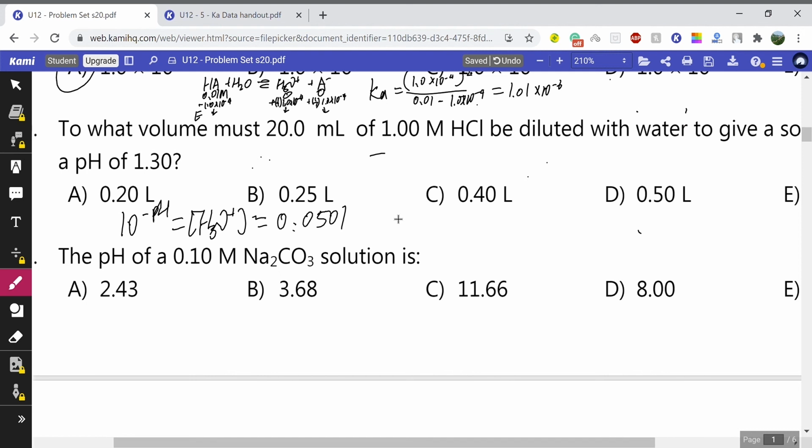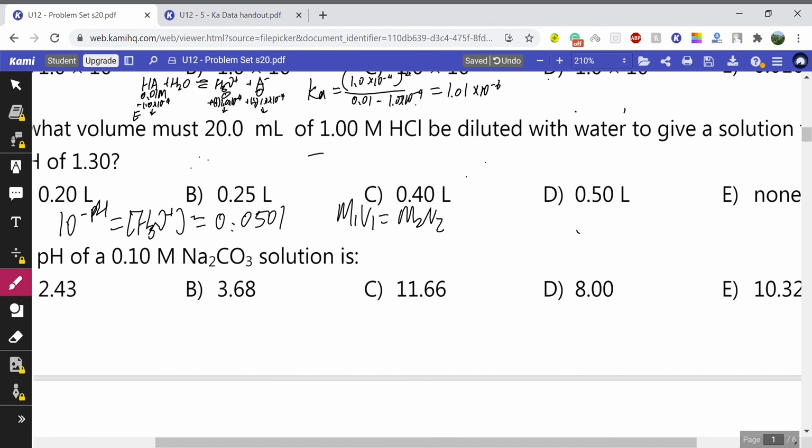Now we have that, we can do M1V1 is equal to M2V2 because we're dealing with dilution. Now M1 is going to be 1 molar times 0.02 L. Actually, no, we don't have to do liters. We can do milliliters, and we keep the other side milliliters as well. We're looking for the volume.